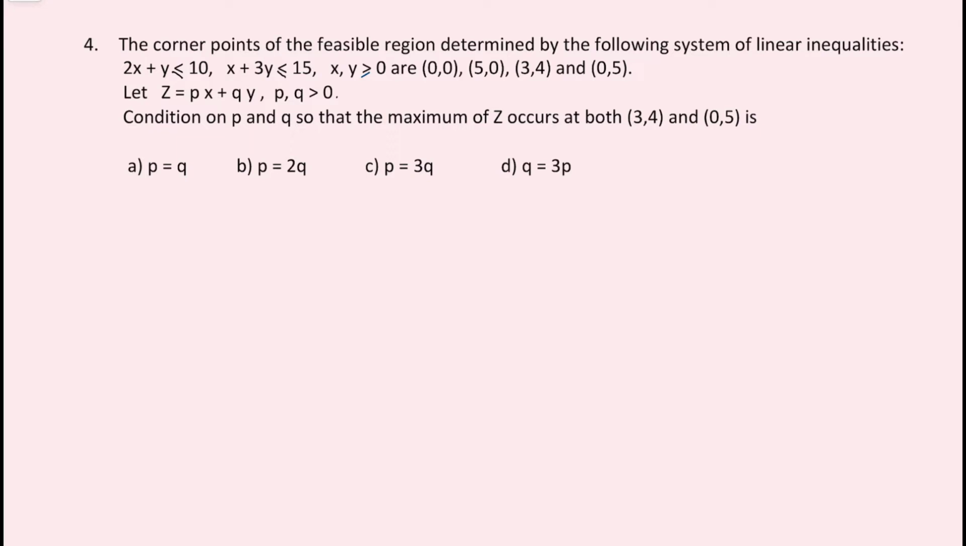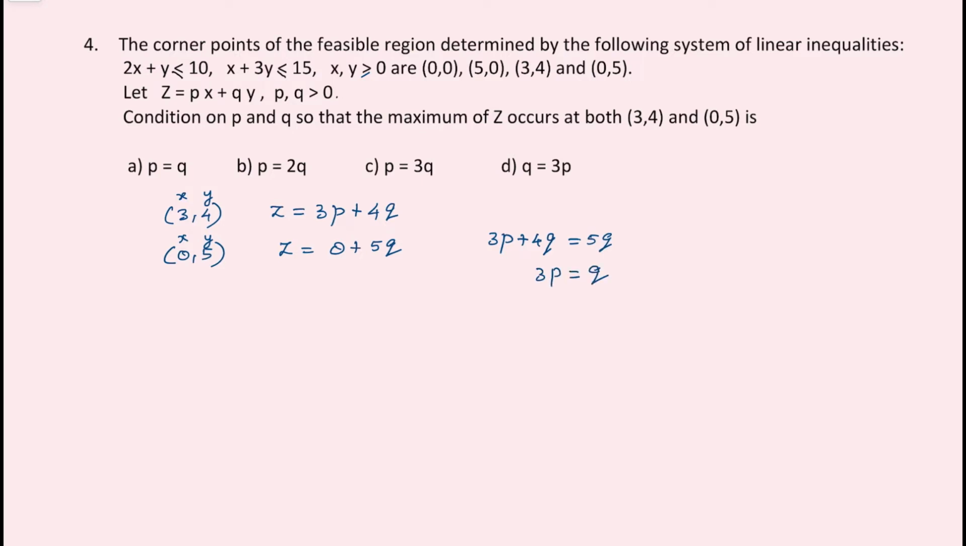Let us calculate Z values at these 2 points. At 3, 4, x is 3, y is 4. So Z will be 3 times p plus 4 times q. And at the point 0, 5, substitute x as 0 and y as 5. Z becomes 0 plus 5q, and they give the same maximum value. So these two Z values should be the same. 3p plus 4q is equal to 5q. 3p is 5q minus 4q, which is q. So the correct option is q equals 3p. D.